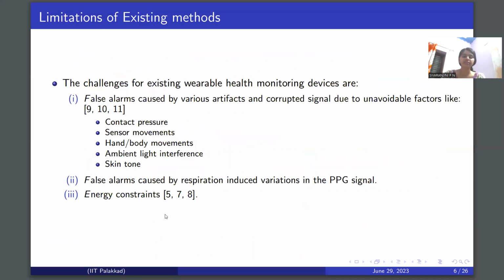The limitations of the existing wearable health monitoring devices is the presence of false alarms due to unavoidable circumstances like artifacts and corrupted signal due to contact pressure, sensor movements, hand and body movements, ambient light interference, skin tone, etc., and false alarm due to respiration-induced variations in the PPG signal. And obviously, the most important challenge is always the energy constraint and power constraint for wearable health monitoring devices.